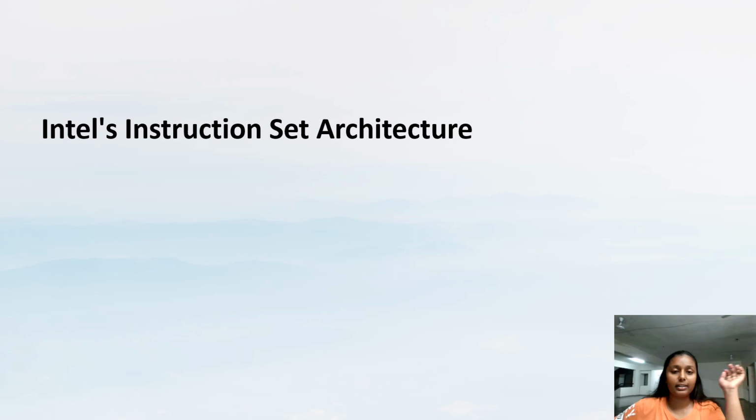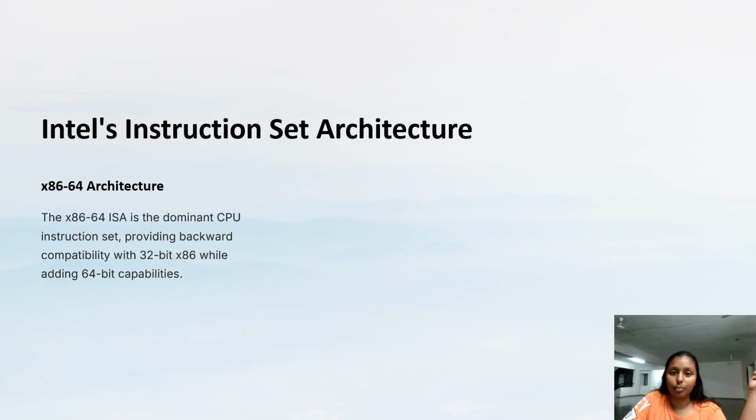Intel's instruction set architecture. It refers to the set of instructions that Intel processors like the Core i5 are designed to execute. It defines how software communicates with the hardware at the lowest level, including the types of operations a processor can perform, the data types it can handle, the registers available, and the memory addressing modes.